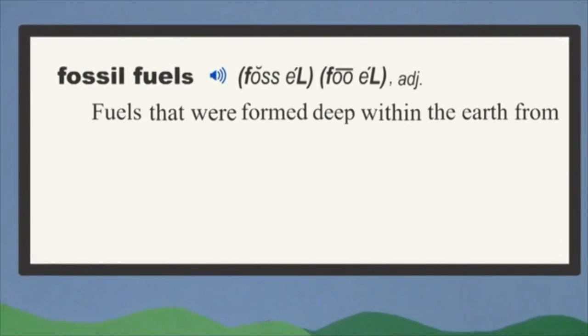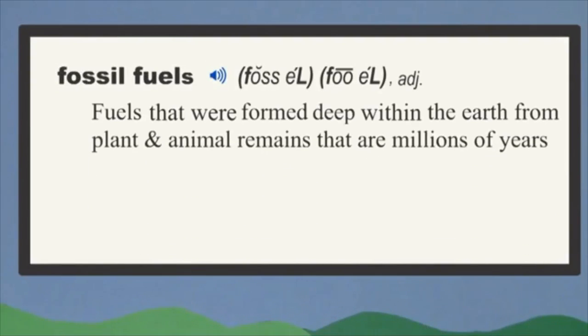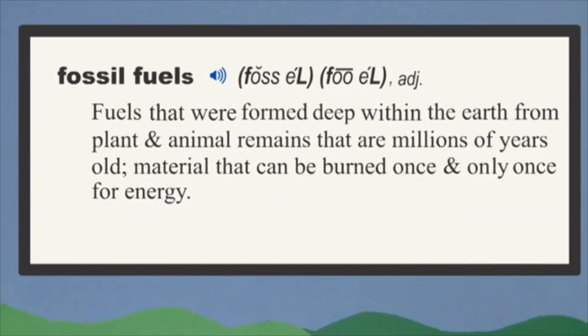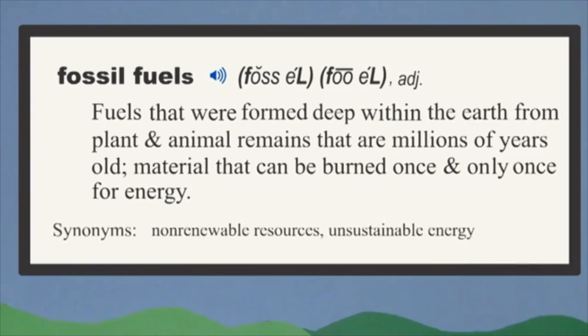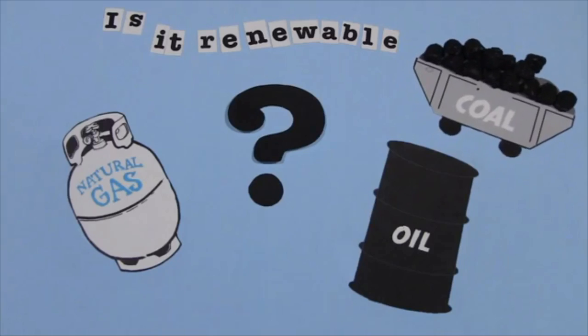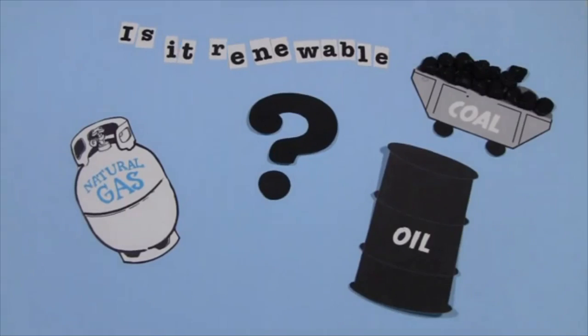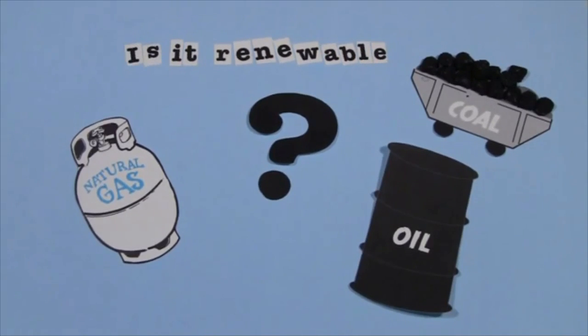Fossil fuels. Fuels that were formed deep within the earth from plant and animal remains that are millions of years old. This material can be burned once and only once for energy. You may also know it by its synonyms, non-renewable resources or unsustainable energy. The three major fossil fuels we use as energy sources are coal, natural gas, and oil. So I ask you, are fossil fuels renewable or non-renewable energy sources? Well, let's find out.